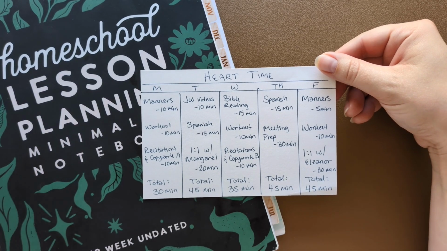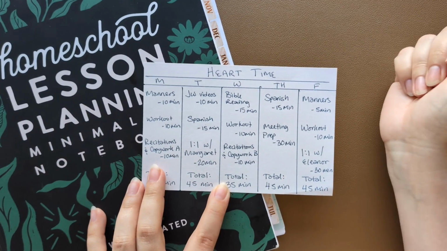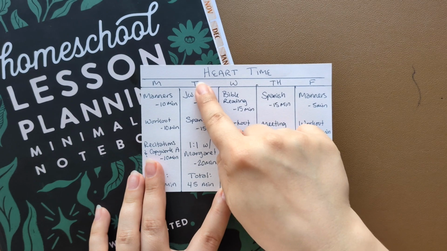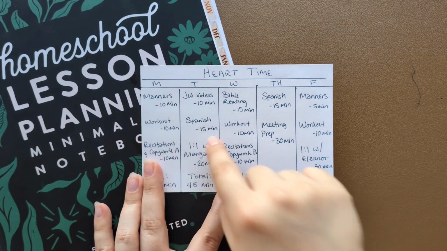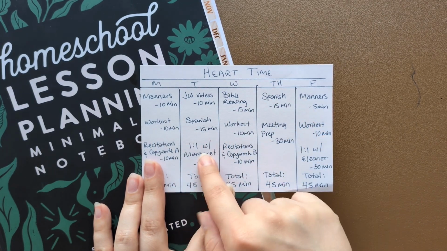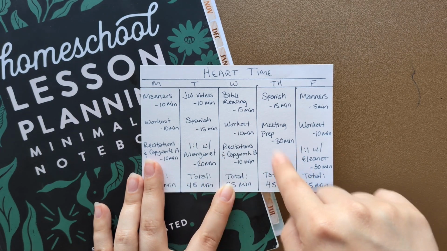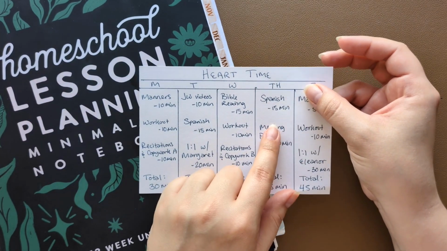The only time it would change is, let's say, we have a random Tuesday off because we have doctor's appointments or dentist appointments. That's fine. I can feel confident in skipping the entire heart time block on any given day. Because I have such a good rotation of everything, I know that it won't be more than a couple days before we circle back. If we skip Spanish on Tuesday, that's not a big deal. We're going to be doing it again on Thursday.